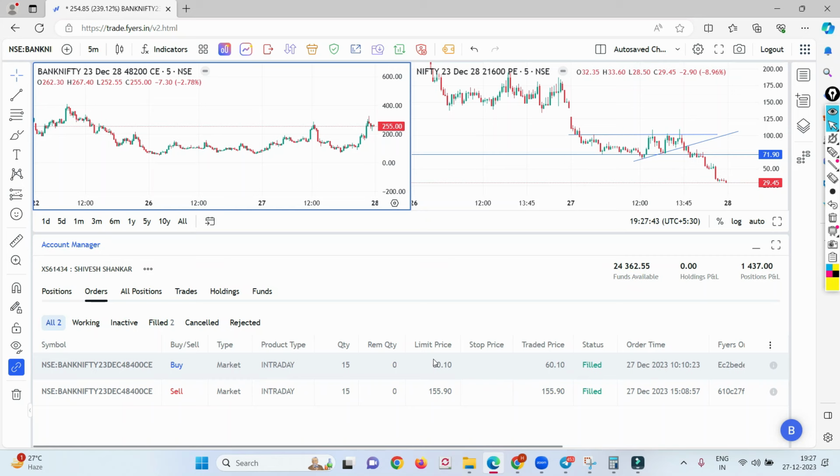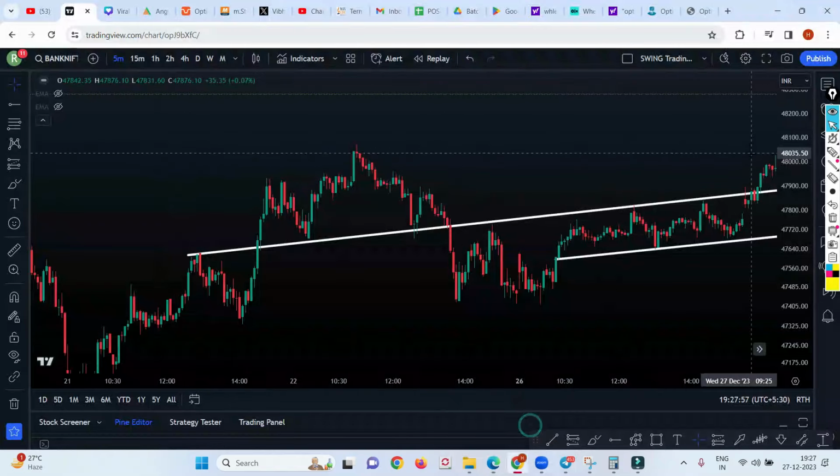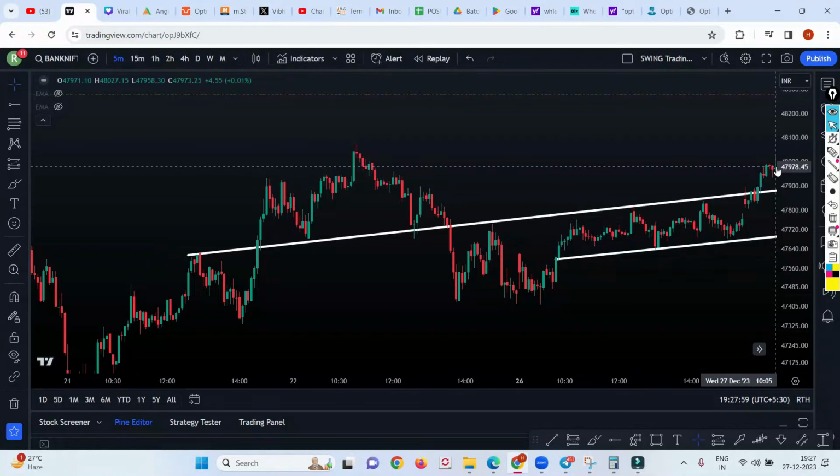So the 60 into 15, that is how much? 900 rupees is the risk I'm taking, and I got almost how much? 96 rupees premium, guys, at the end of the trade. Right? This is not important. Trade logic is important. Let me take you back. Okay, so now the trade, I've entered here, no stop loss, guys.